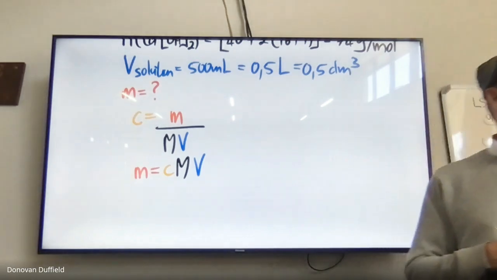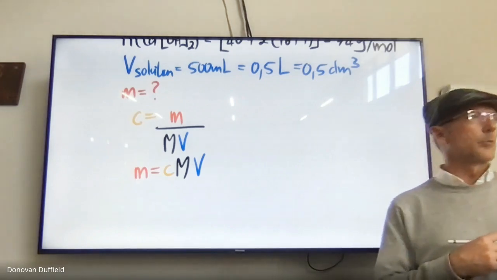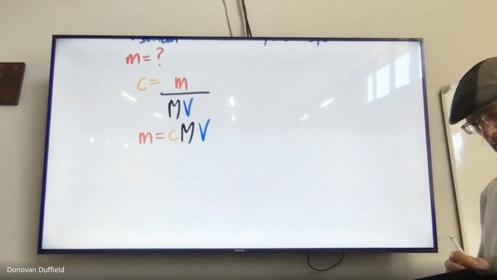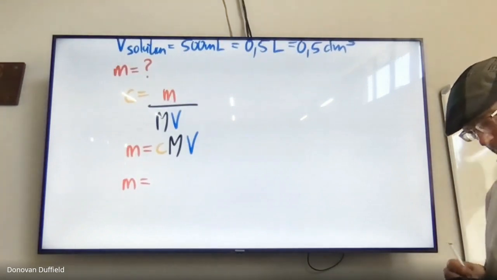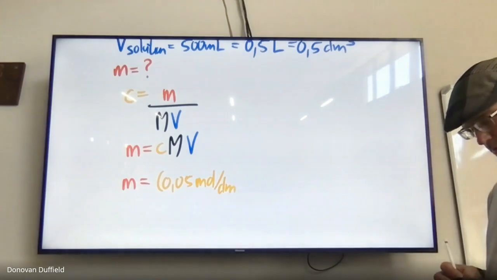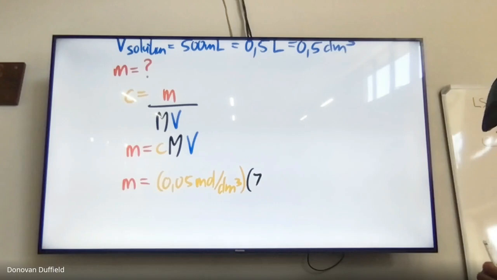And you know what? They'll probably have a spreadsheet where they just pop it in and boom, out it comes. Okay. All right. So if we look at the mass here, concentration is 0.05 mole per decimeter cubed. The molar mass, we said, is 74 grams per mole. And the volume is 0.5 cubic decimeters.